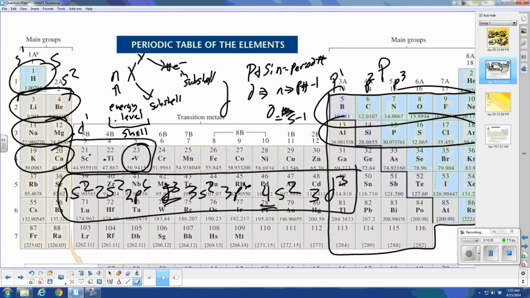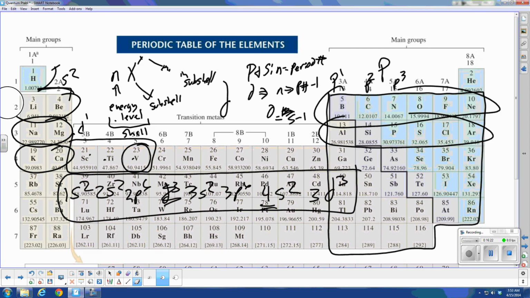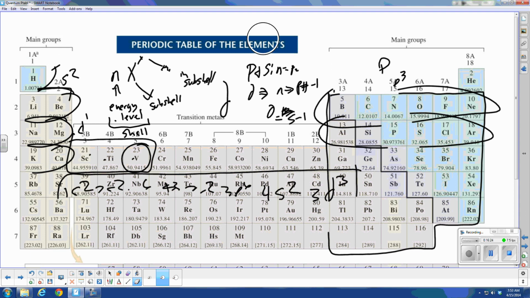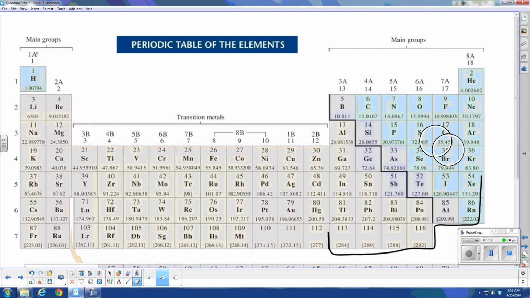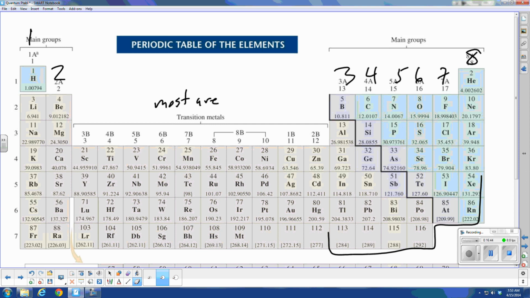Let's clean up some of this. Good. Periodic table. 1 valence electron, 2 valence electrons, 3, 4, 5, 6, 7, 8 valence electrons. And in this area, most are going to be 2.